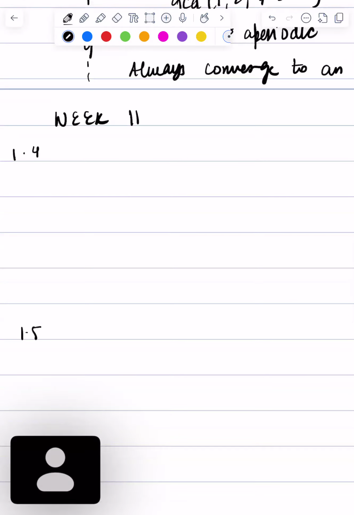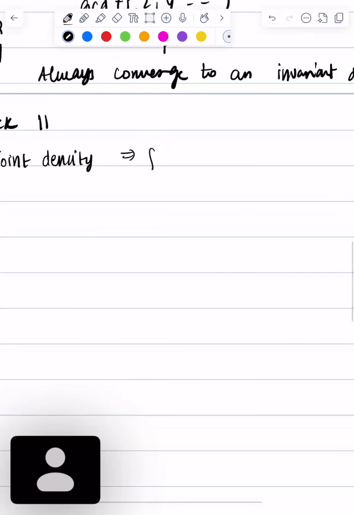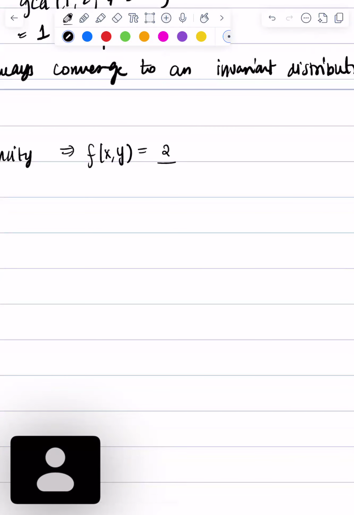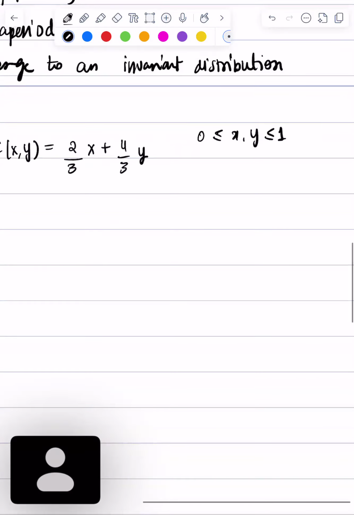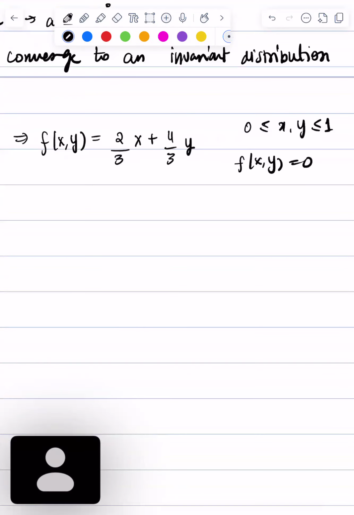So for question number 4, where they're asking us to find the joint density, no, not joint density, they have given us a joint density for two random variables, x and y, which is defined as such. So this is basically a PDF of the joint density, 2 over 3x plus 4 over 3y, and both the values are going from 0 to 1. And we also know that f of the joint density is 0 for all other x and y.